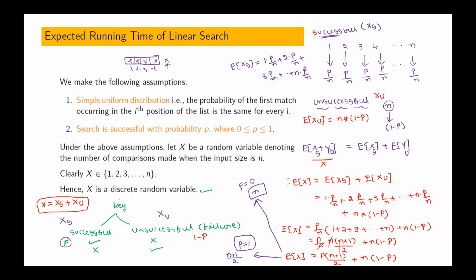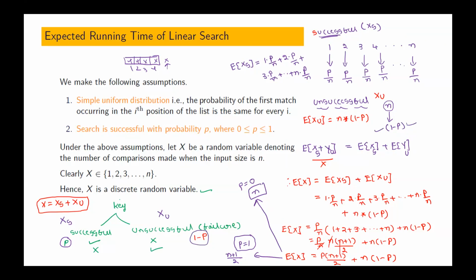Yes, sir. Yeah, n comparisons we do in the case of unsuccessful, but the expected value E of Xu is equal to n into 1 minus p. If probability of success is p, then what is the probability of failure? 1 minus p. That is the corresponding probability, no? The probability with which it takes value n. Okay, unsuccessful. Okay, sir. I am clear. Thank you, sir.